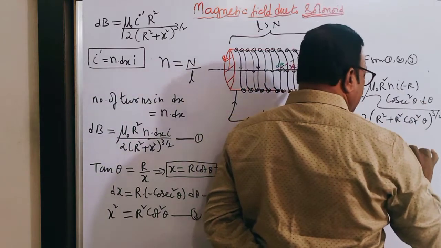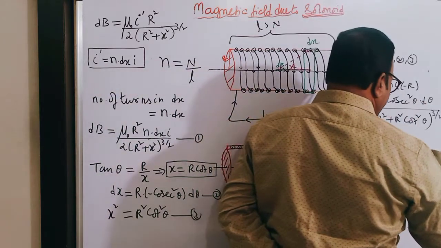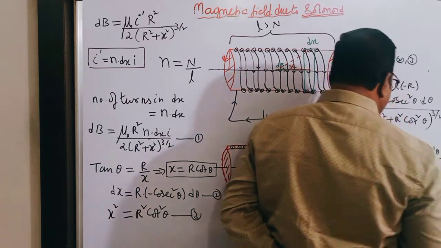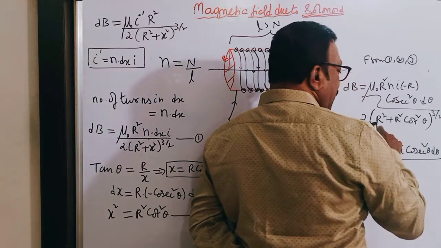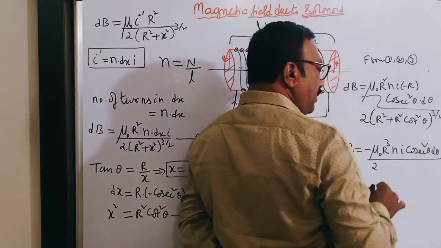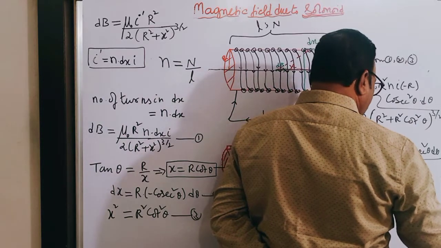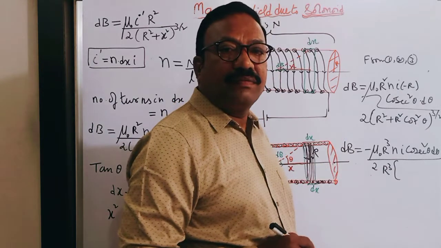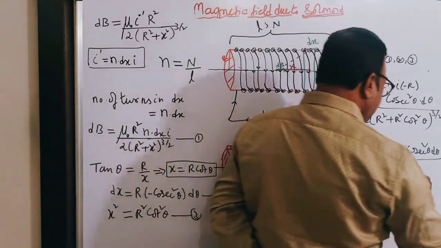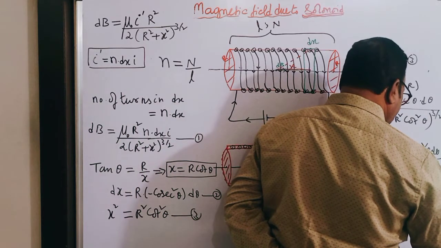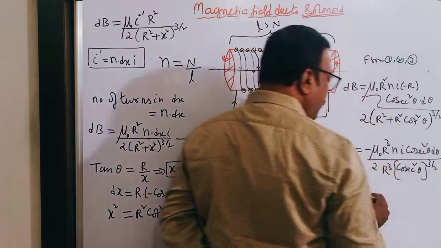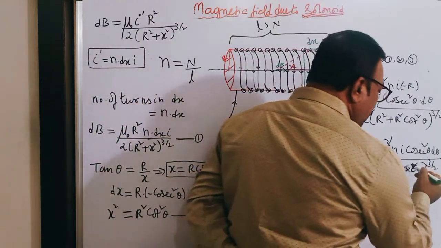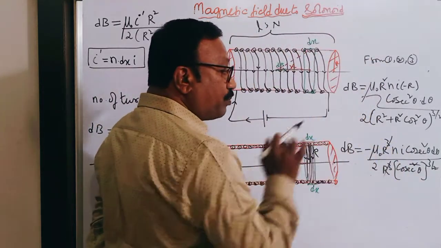into ni into cosec square theta d theta, everything divided by 2 into. I said that I will take r square common and apply the power of 3 by 2, then I will get r cube. What is left inside? 1 plus cot square theta to the power of 3 by 2. What is 1 plus cot square theta? Cosec square theta, whole to the power of 3 by 2. So r cube is cancelled now. Then here this square and this get cancelled. So I have cosec cube theta.